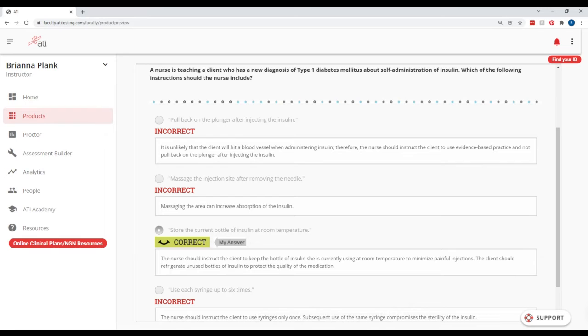I've always been told to rotate the site because you don't want to overuse one site. And even if it's like, okay, I want to do the abdomen, you're going to rotate around in the abdomen. Patrick, did you see something else?